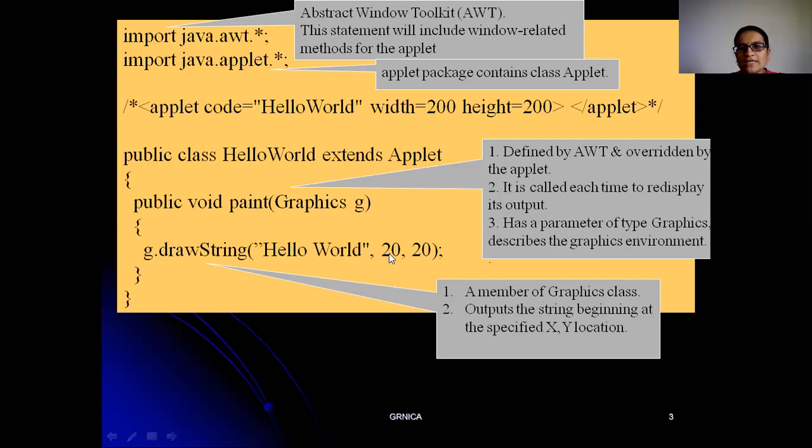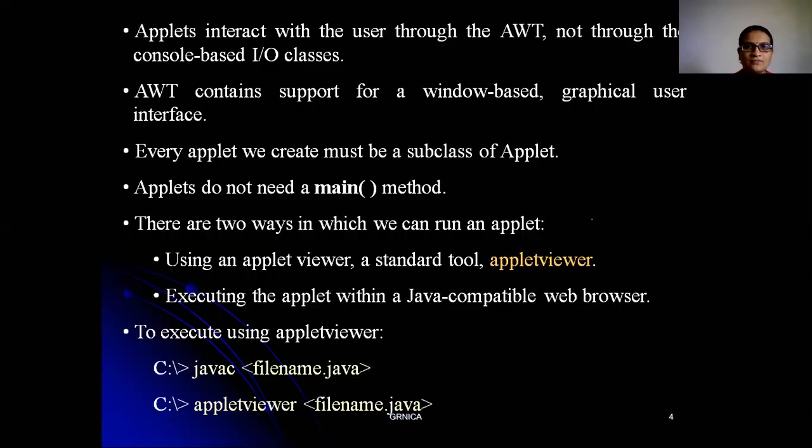So whatever I have told, x and y coordinates here, 20, 20. Hope you know how to draw the graph, right? In mathematics we have studied x and y coordinates. Within that, it is not a single point where hello world is going to print. Starting from 20, 20, it is going to print the hello world sentence.